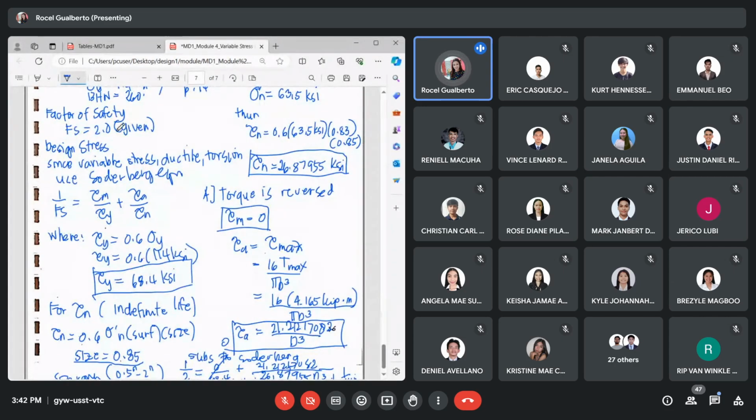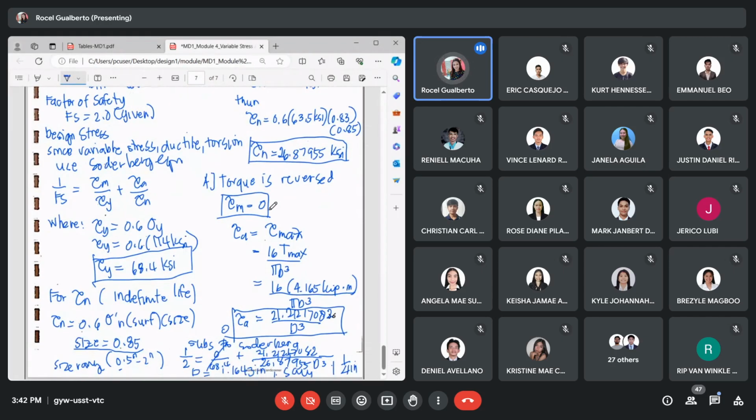So, yung solution nyo po, parehas pa lang din po hanggang tau N. So, dito po sa parte nito, dito po sa A na yan, yan po yung papalitan mo ng B. Ano yung sa B? Torque is repeated. Okay? Sa C naman, torque is fluctuating. Okay? And then you find new value of tau M, tau A, and then substitute again to the Soderberg equation. Okay? Again, look for your answer if it is within the size range. Okay? Can you do that?